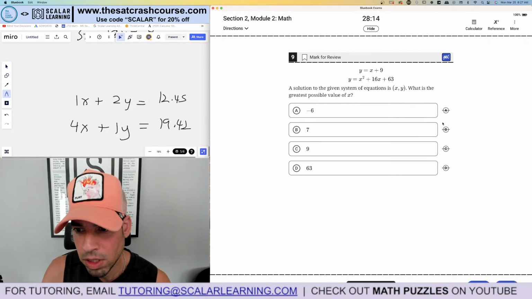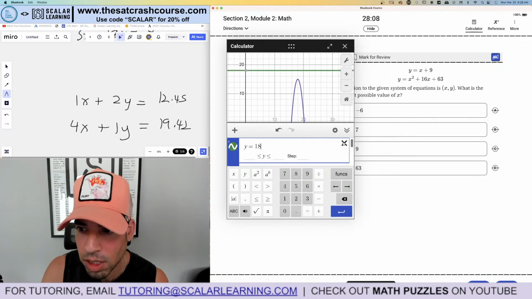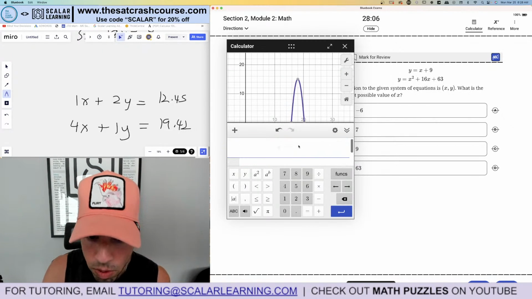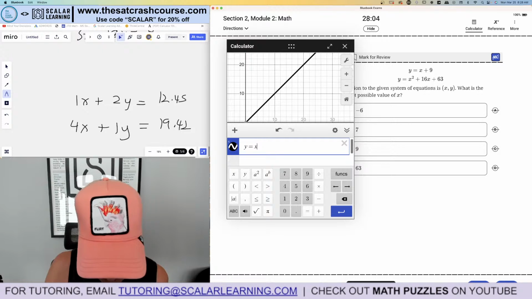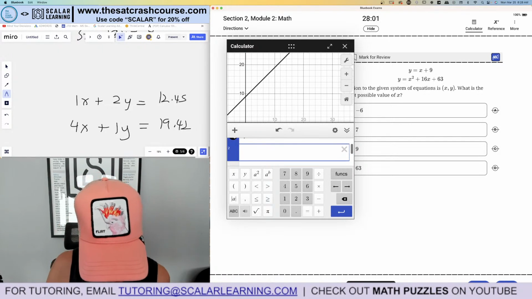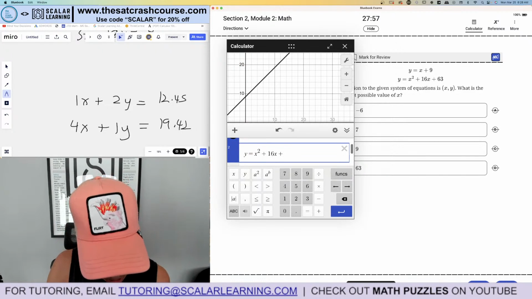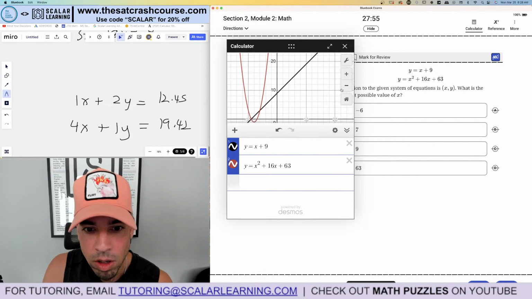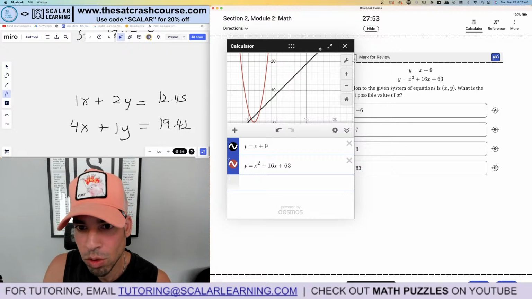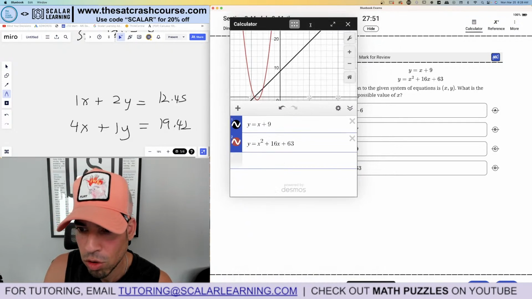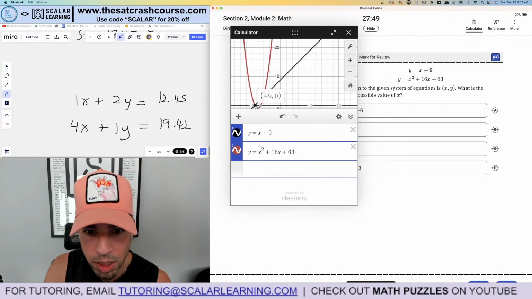A solution to the given system of equations is blah, blah. What is the greatest possible value of x? Okay, we're going to just do it in Desmos. Again, I could obviously do this algebraically, might arguably be faster. Let's just go here. x squared. I think this will be pretty quick. 16x plus 63. Okay, so we got a couple intersection points, and we want the greatest possible value of x. So this would be -9.